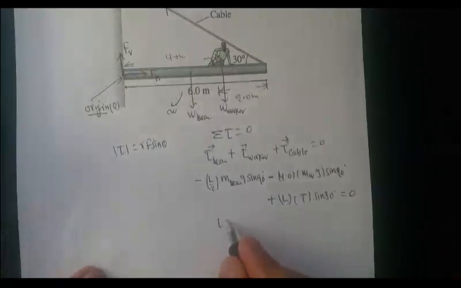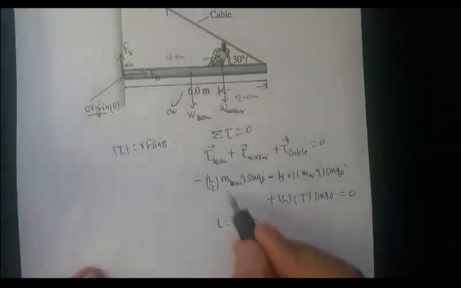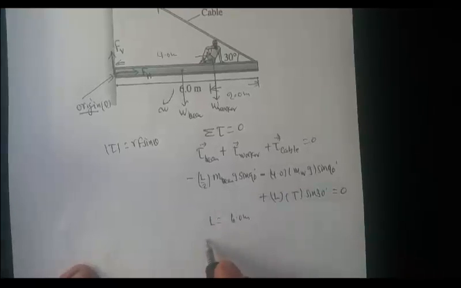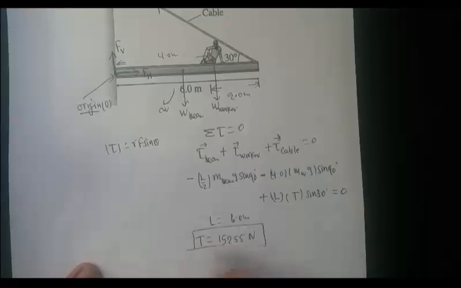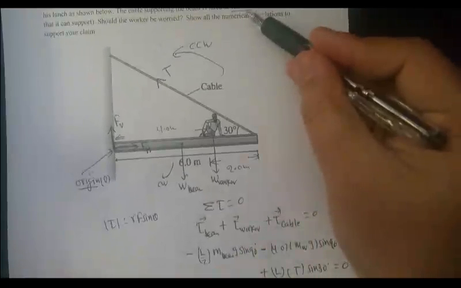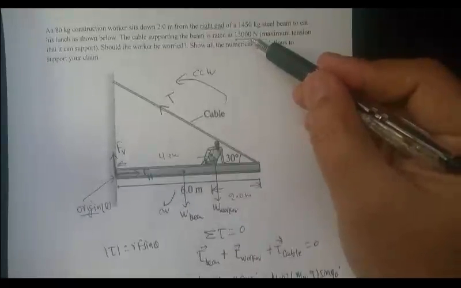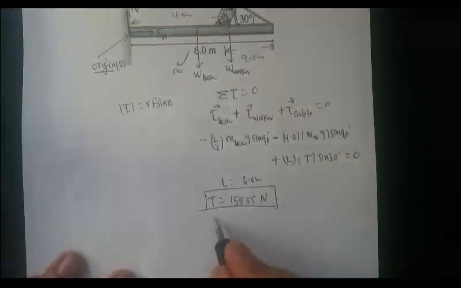So again here L is the length of the beam. It says length of the beam is 6 meters, right? Put 6 meters as L here, everything, and you solve for the tension. So tension in the cable is, if you solve, 15,055 newtons. And let's compare with the maximum tension from the manufacturer. So manufacturer says the cable can withstand a maximum of only 15,000 newtons.